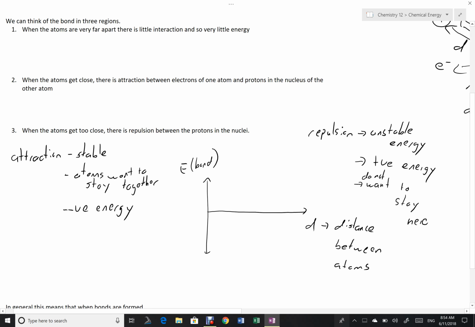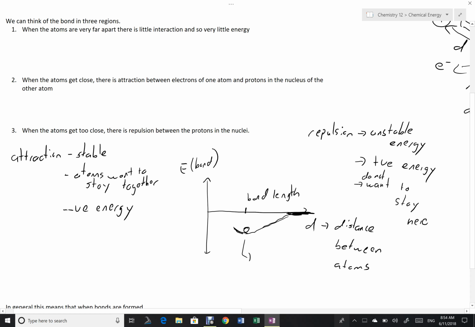When the atoms are very far apart, there's going to be no interaction at all. So that's out here, so we go to zero here. When the atoms get close, there's an attraction between the electrons of one atom and the protons of the nucleus of the other atom. And so this dips. It dips and dips and dips, and it hits what I'm going to call a perfect spot right here. This would be the bond length, or how far apart these atoms like to sit.